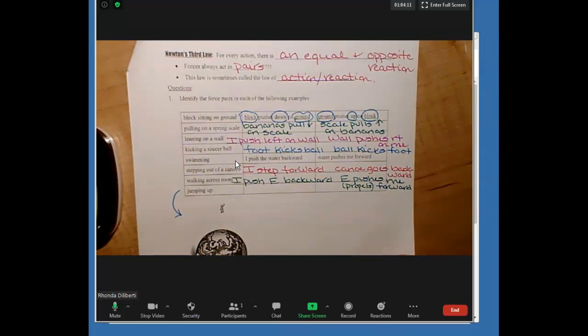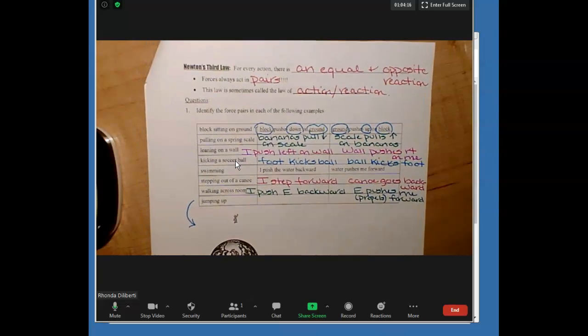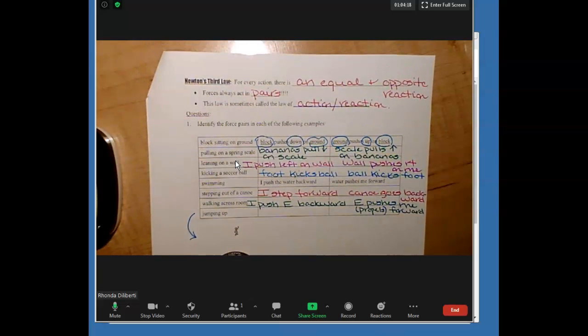All right, the next example is pulling on a spring scale. At school, I have a good spring scale that I can use, but I don't have that here, so I'm going to think of the spring scale you see hanging in the produce section at the grocery store. Like you'd put your bananas on the spring scale to find out how many pounds of bananas that you have. So the bananas pull down on the scale. That means that the scale has to pull up on the bananas. And people sometimes forget about the up part.